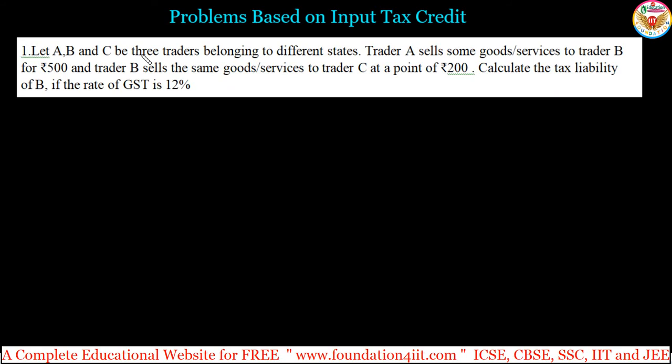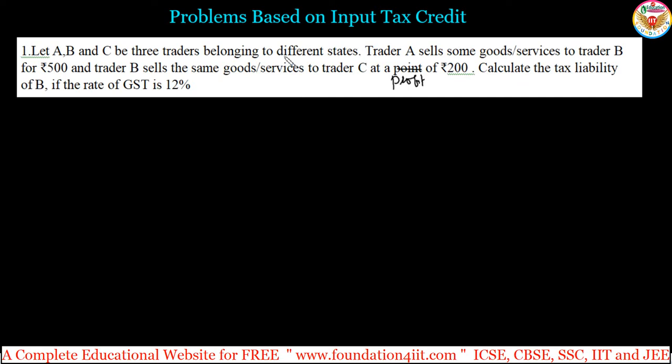We need to calculate. Let A, B and C, three traders, belong to different states. So three members are in three different states. Trader A sells some goods or services to trader B for rupees 500, and B again sold to C at a profit of 200. So this is the profit, and B sold to C at a profit of 200. Calculate the tax liability of B.